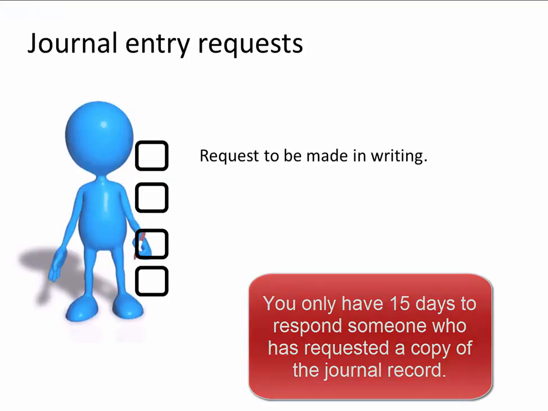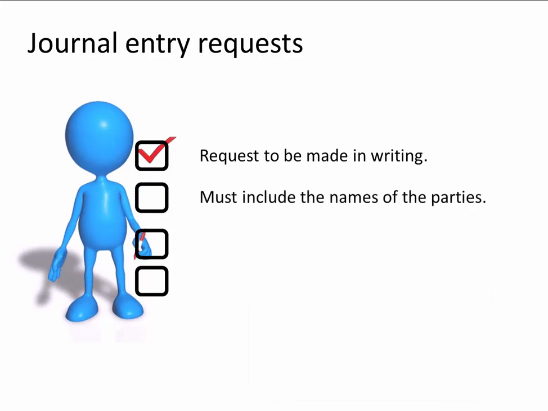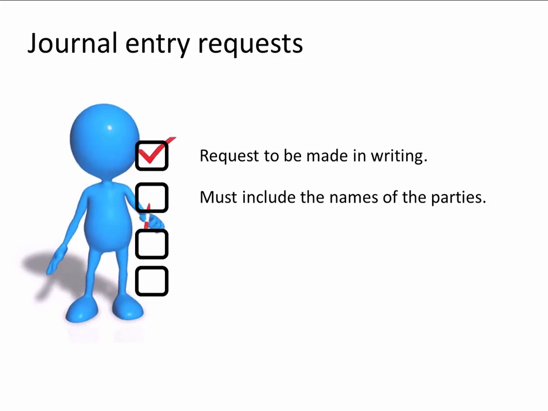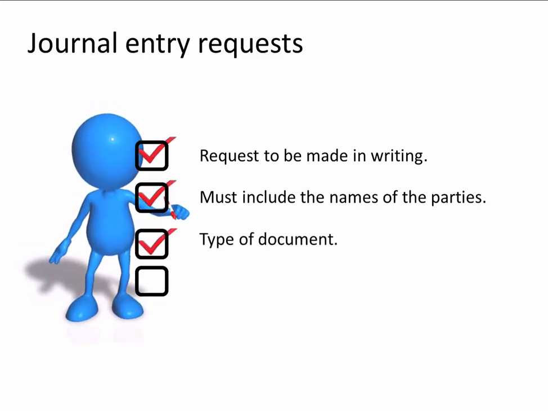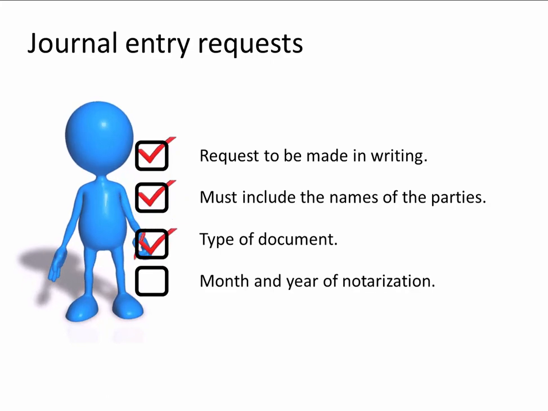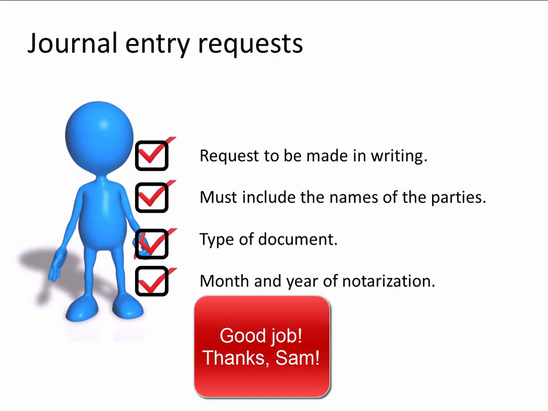Okay, you might want to jot down these notes. The request from a member of the public for a journal record must be made in writing. It must include the names of the parties. It must name the type of the document, and don't forget to include the month and year of notarization.